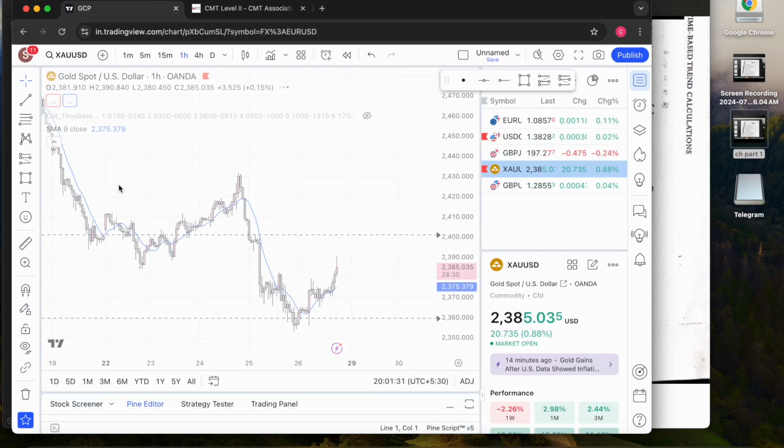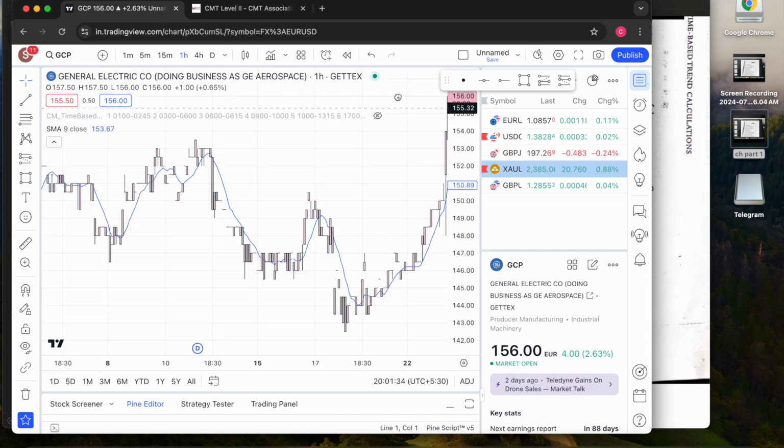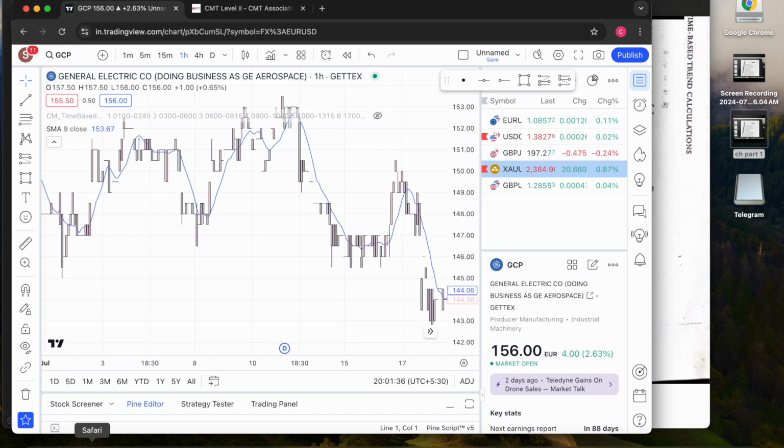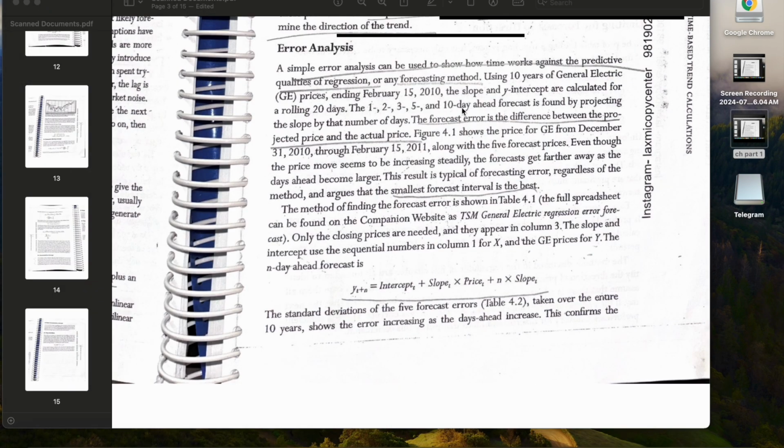So this is a stock which is listed. They have just used this in order to explain it, which is not really something to care about. But yeah, okay. They use the prices ending from 2010, and they calculated the slope and the y-intercept. And they found that the 1-, 2-, 3-, 5- and 10-day ahead forecast is found by projecting the slope by that number of days. The forecast error is the difference between the projected price and the actual price.